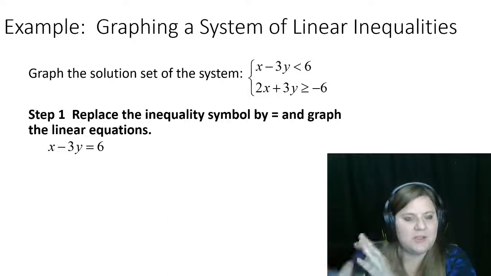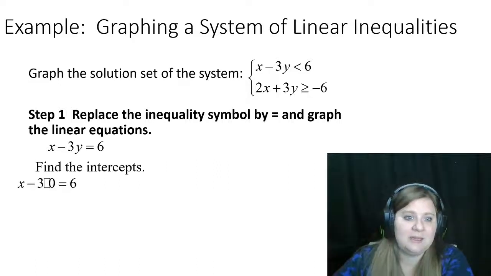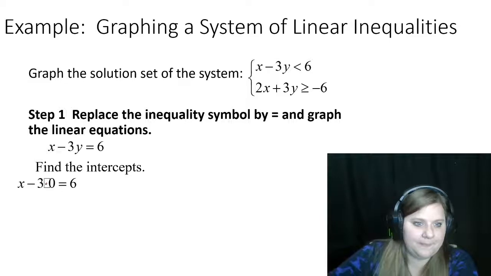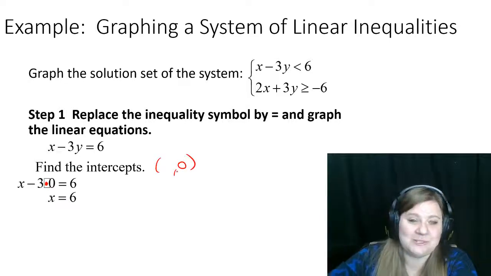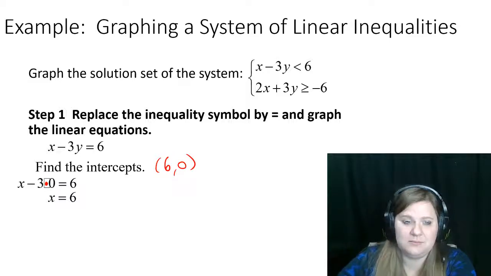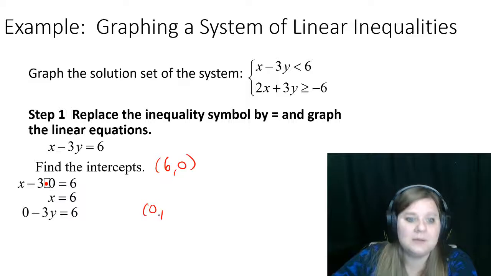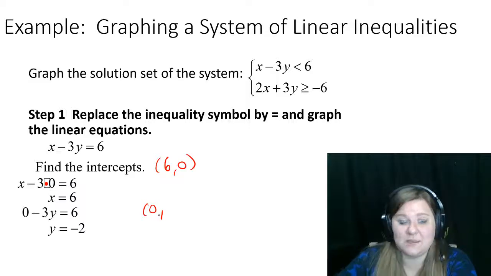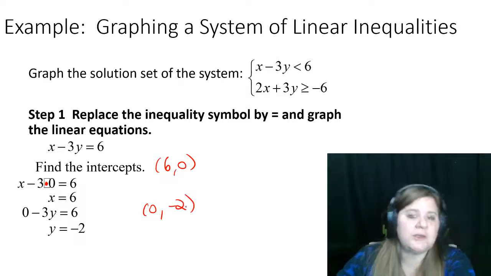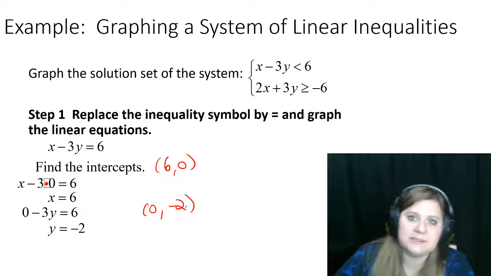So I'm going to start by plugging in 0 for my y to find the x-intercept, and that gives me x equals 6, so I have the point 6, 0. Then I'm going to plug in 0 for the x and solve for y, and that gives me y equals -2. So I have the point 6, 0 and the point 0, -2.